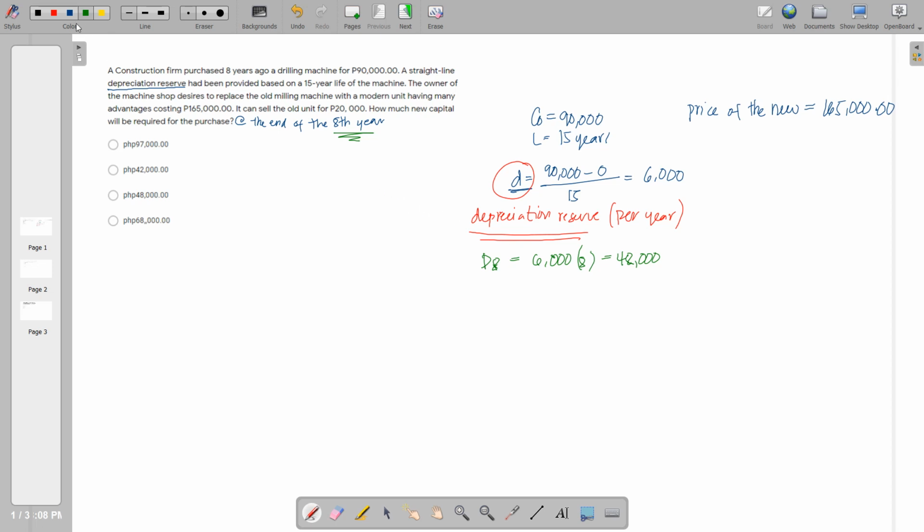So, ngayon, mabibenta mo pa yung dating equipment mo, mabibili pa ng 20,000 pesos. So, you can see that the total available capital at the 8th year will be equal to, ito na-accumulate, ano? 48,000 tapos yung pinagbentahan mo na 20,000 pesos. So, yung available amount, 68,000 pesos.